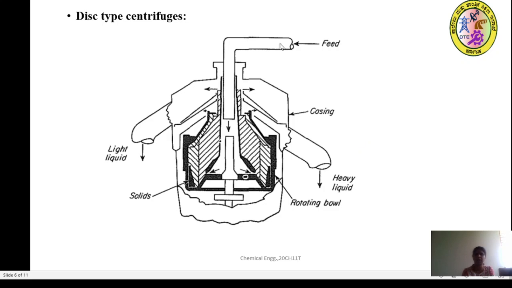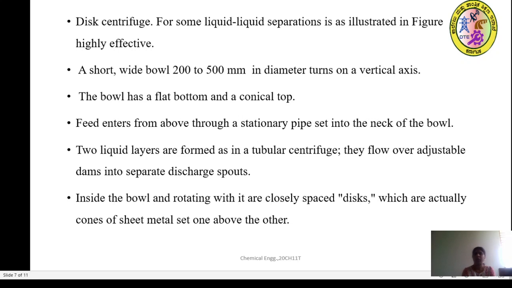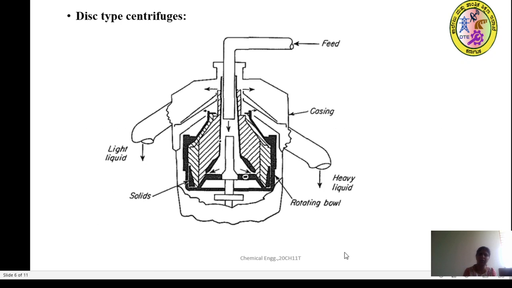So this is how the disc type centrifuge is looked at, and the entire bowl is rotated on a flat bottom. For liquid-liquid separation, along with the solids, the disc centrifuge is very highly effective. They are available in sizes of 200 to 500 mm in diameter, and it always turns on a vertical axis. The bowl has a flat bottom and a conical top.